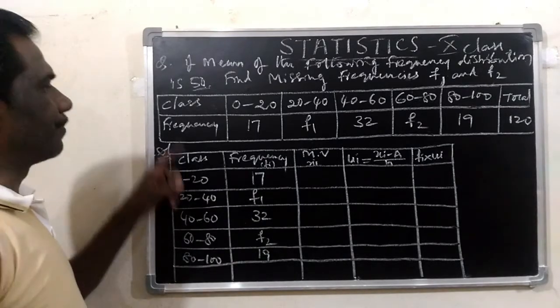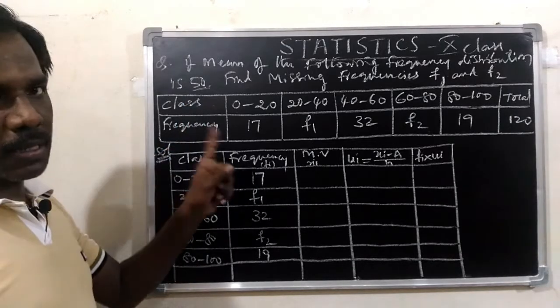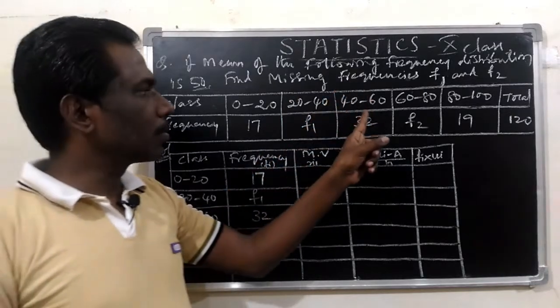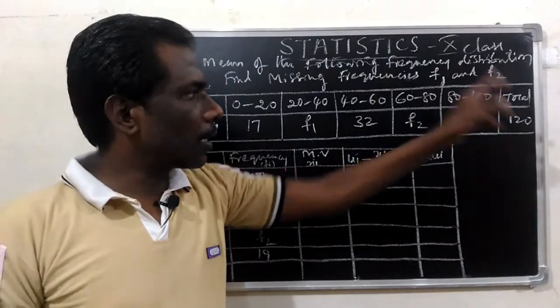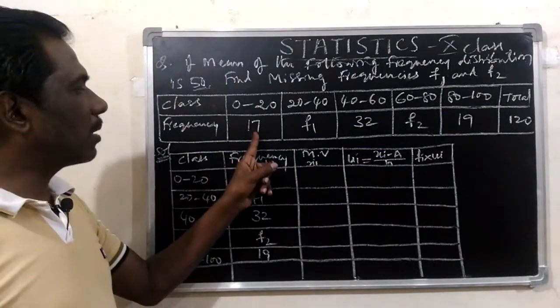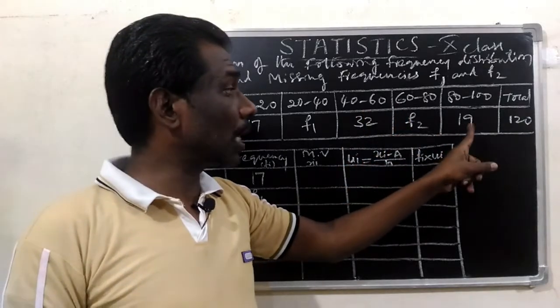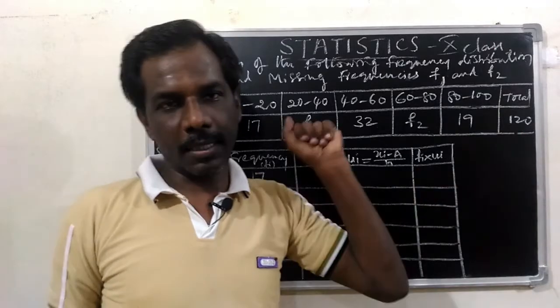Once I will read the question, the given class and frequency. Class is what? 0 to 20, 20 to 40, 40 to 60, 60 to 80, and 80 to 100. And frequency is what? 17, f1, 32, f2, 19, and also given total frequency is what? 1.